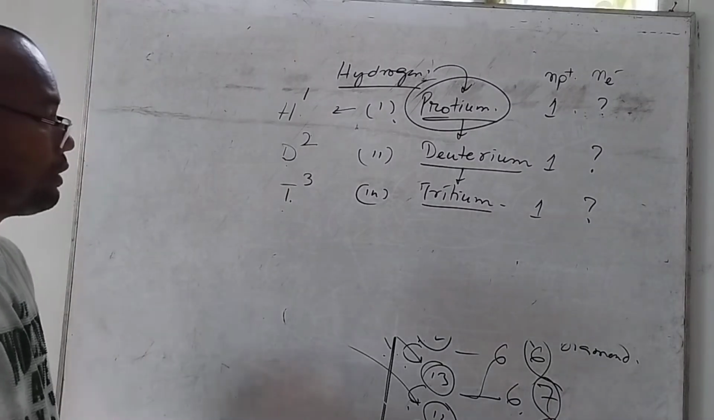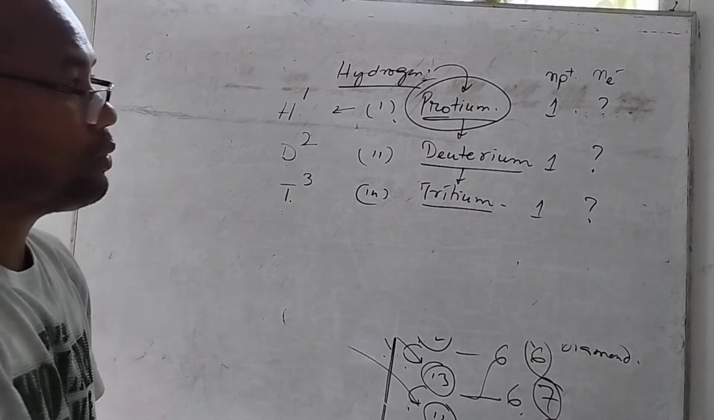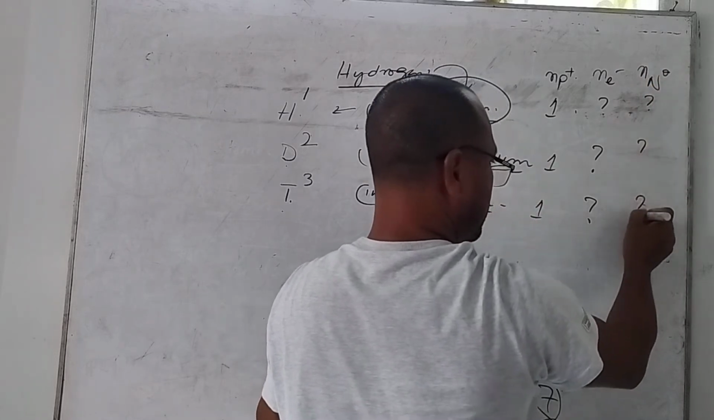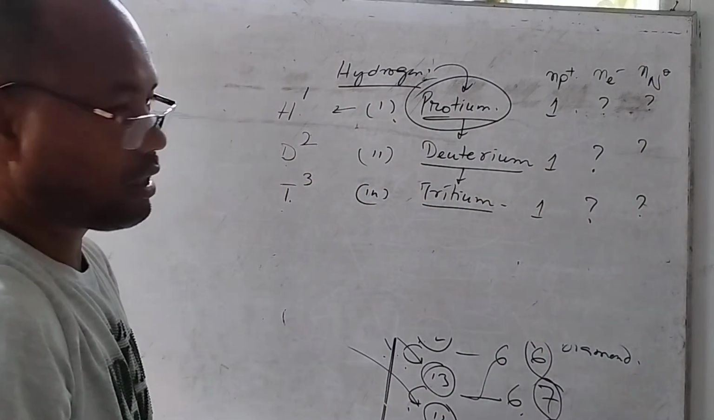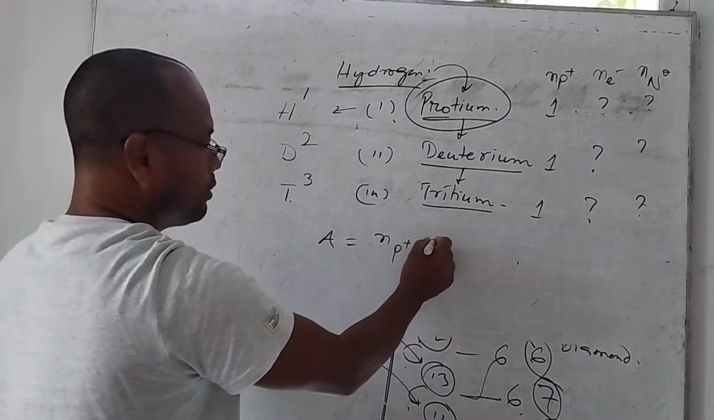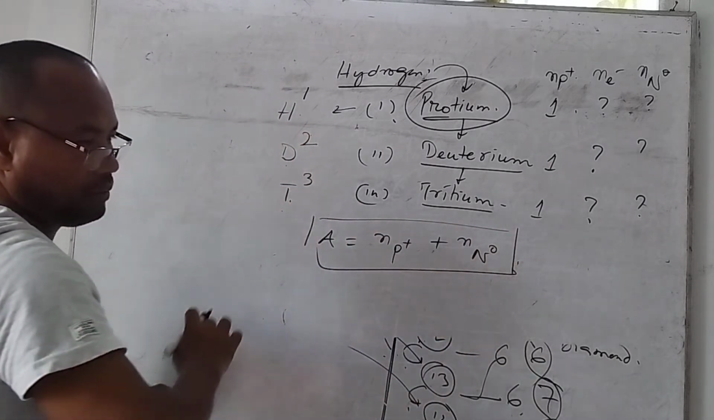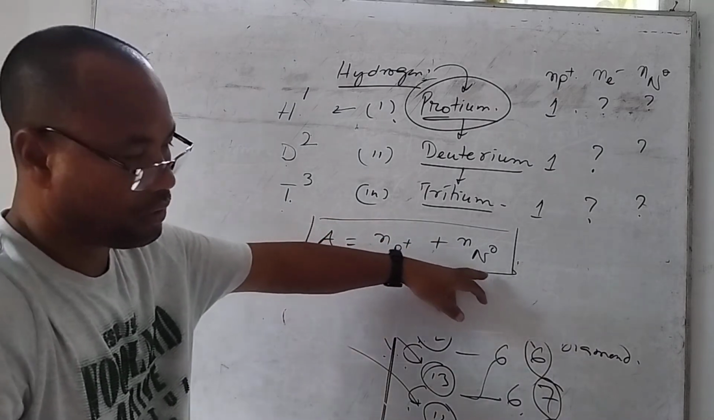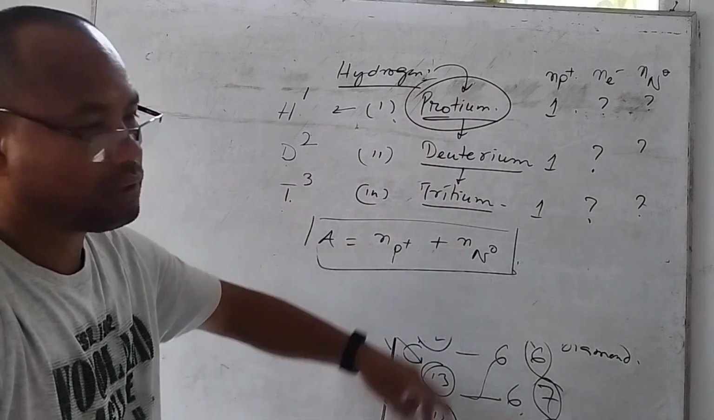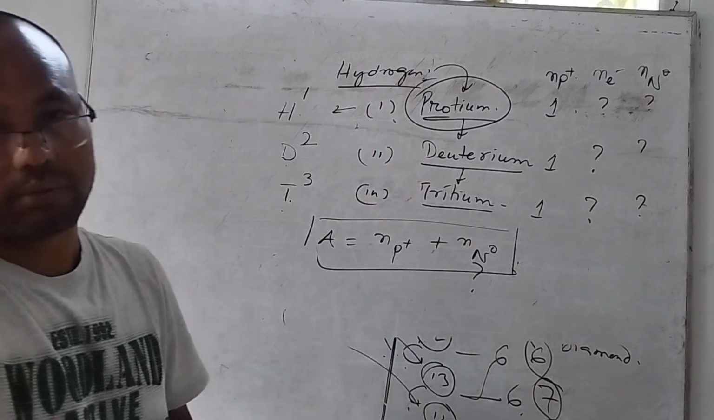Now if you know the mass number of these hydrogen atoms, could you find out the number of neutrons? You know the mass number is the number of protons plus the number of neutrons. So from that simple formula we can calculate the number of neutrons. Mass number here is 1, number of protons is 1. What should be the number of neutrons? Just find out for the respective isotopes of hydrogen.